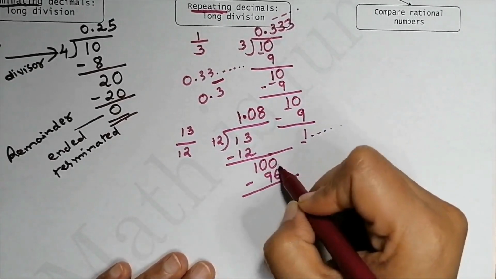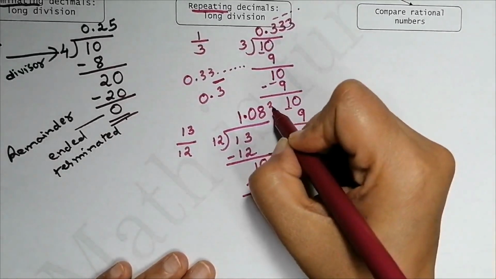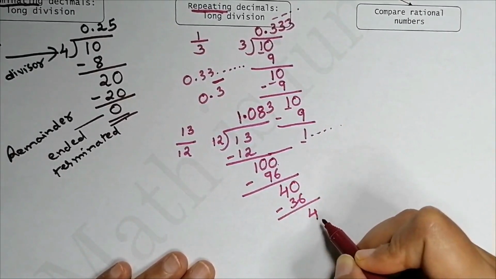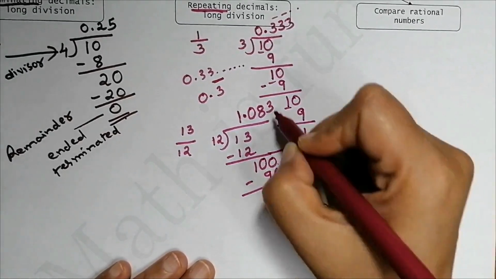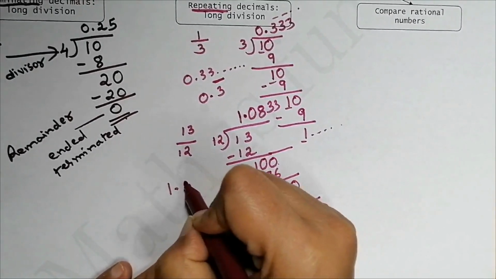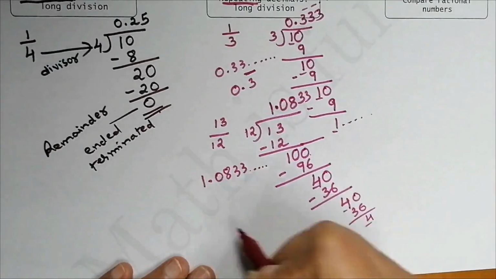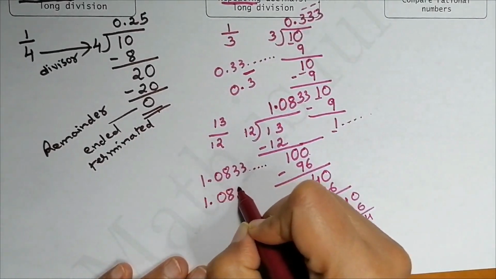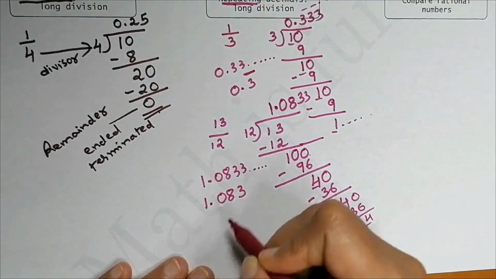Okay. So here 100 minus 96 is 4. We put 0. 12 times 3 is 36. 4. Do you see something? Yep. This 4 is repeating. You put 0, 3, 36, 4, right? So it's 1.08333333. So how are you going to write it? Yes, tell me. 1.083. You're not going to write 33333, right? But where will you put the bar? In the entire number?